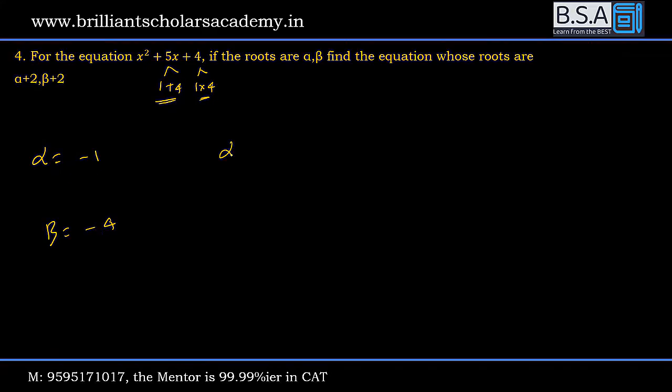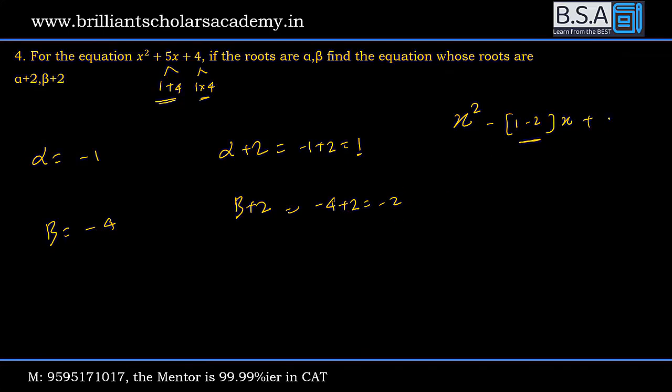आपको अभी क्या चाहिए, अल्फा +2 चाहिए, बीटा +2 चाहिए. तो क्या हो जाएगा, -1 + 2 is 1, -4 + 2 is -2. अब आपके जो इक्वेशन बनेंगे उनमें बीच में एडिशन होता है, माइनस साइन प्लस एडिशन ऑफ रूट्स. तो ये हो जाएगा 1, ये हो जाएगा -2x, और आखिरी में क्या होता है, मल्टीप्लीकेशन. सो योर इक्वेशन इज x² + x - 2 = 0. ये आपका न्यू इक्वेशन है.